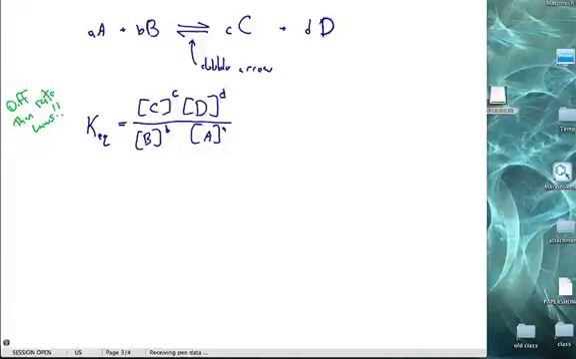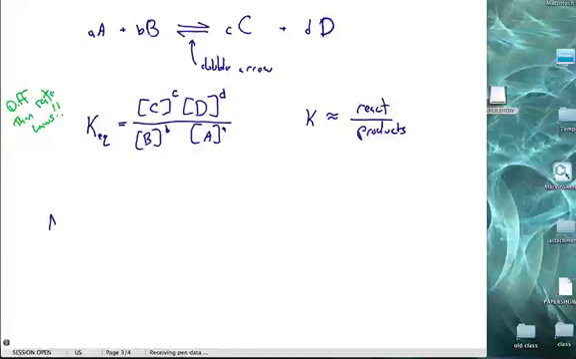So it's approximately proportional to products over reactants. So the equilibrium constant K, and this is a capital K, has this form. Every single reaction is like that.